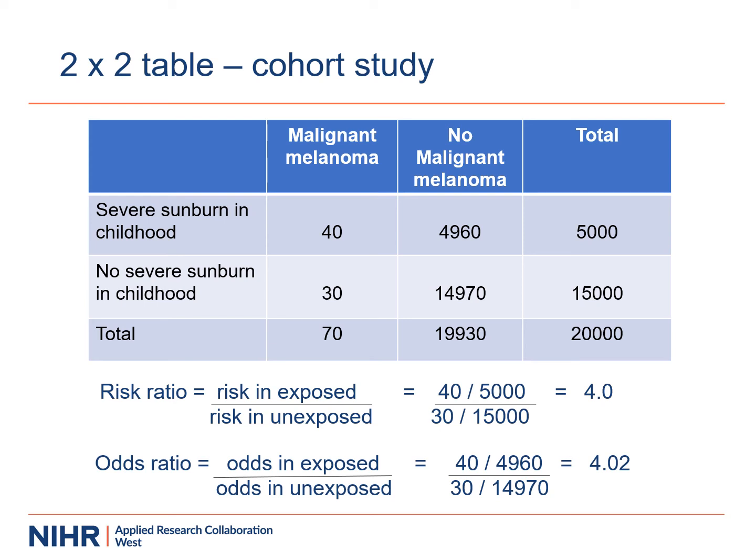And if we do that with these numbers here, we find that the risk ratio of 4.0 is very similar to the odds ratio of 4.02. And this is because the outcome here is rare, in less than 1% of people, and therefore the denominators for the odds and the risk are very similar, so we end up with very similar risk and odds ratios.